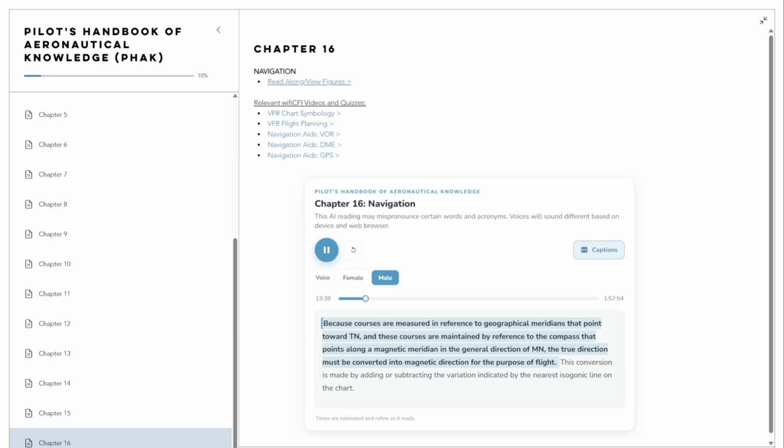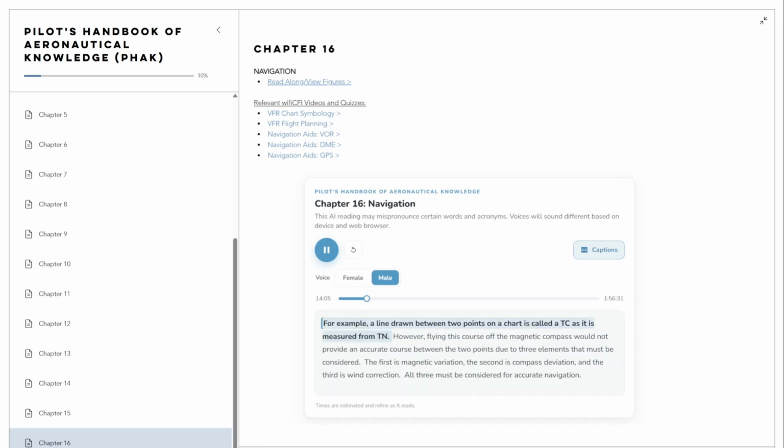Because courses are measured in reference to geographical meridians that point toward Tn, and these courses are maintained by reference to the compass that points along a magnetic meridian in the general direction of Mn, the true direction must be converted into magnetic direction for the purpose of flight. This conversion is made by adding or subtracting the variation indicated by the nearest isogonic line on the chart.